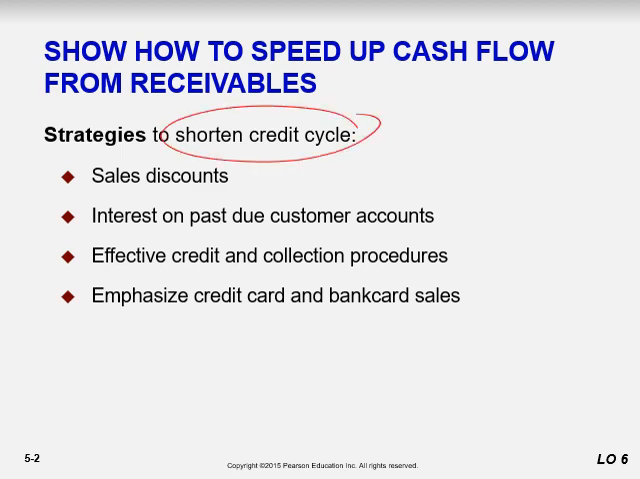Number one is sales discount. We already talked about that, like 2/10 net 30, in which you encourage the customer, rather than waiting for 30 days, you can pay me in 10 days. I'm going to give you a 2% discount, right?